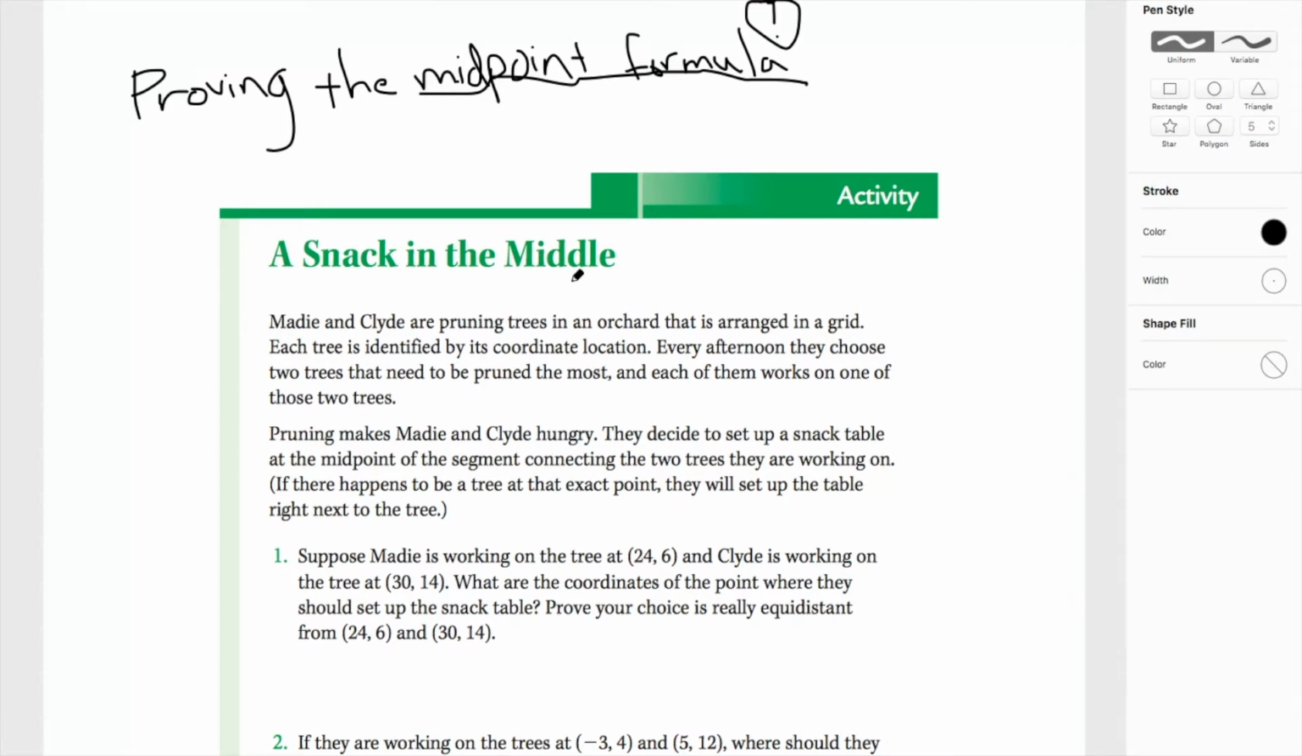Okay, so I got a couple of little tasks we're going to do with this here. The first of which is called a snack in the middle. Get it? Middle, midpoint? Anyways, let's get started here to seeing how this concept is being introduced to us.